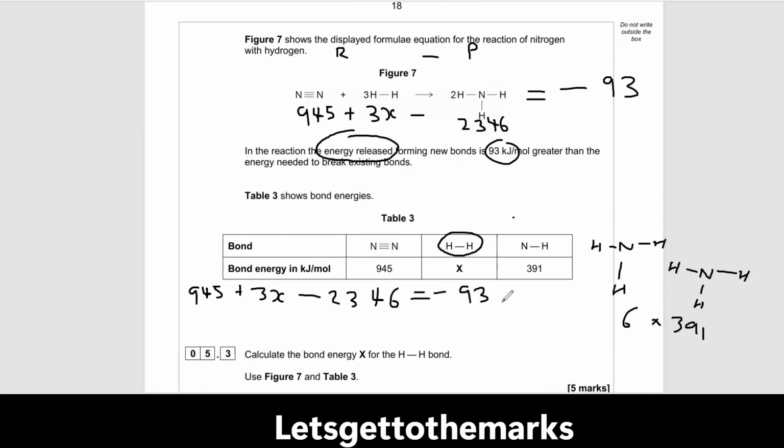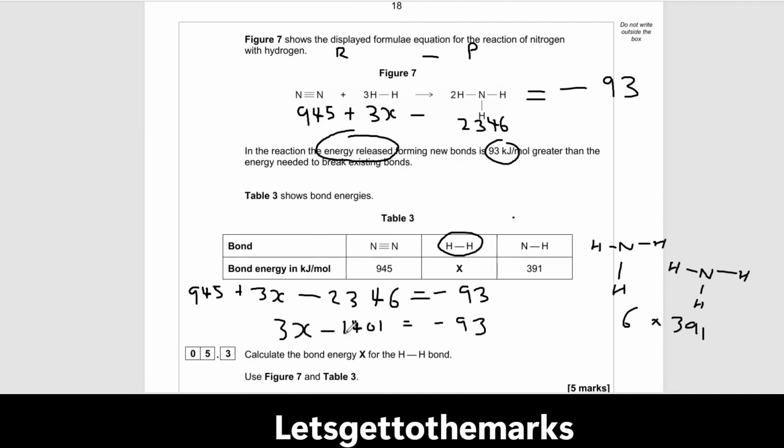So what I want to do is shift things over to both sides and sort it out. I could just put the 945 onto that. So I might do that to start with. Let's go. We've got minus 2346 plus 945. That's going to give me, if I simplify, 3x minus, what is that? 1401. Oh my days. Minus 1401 is equal to minus 93.